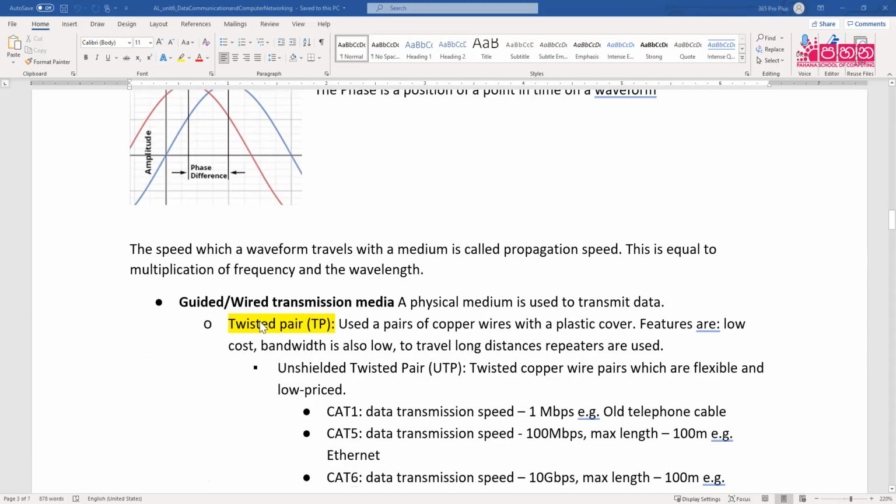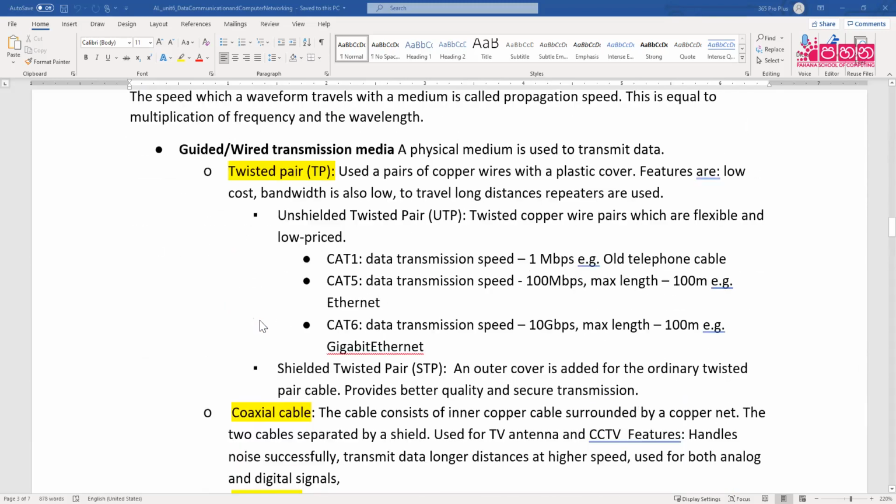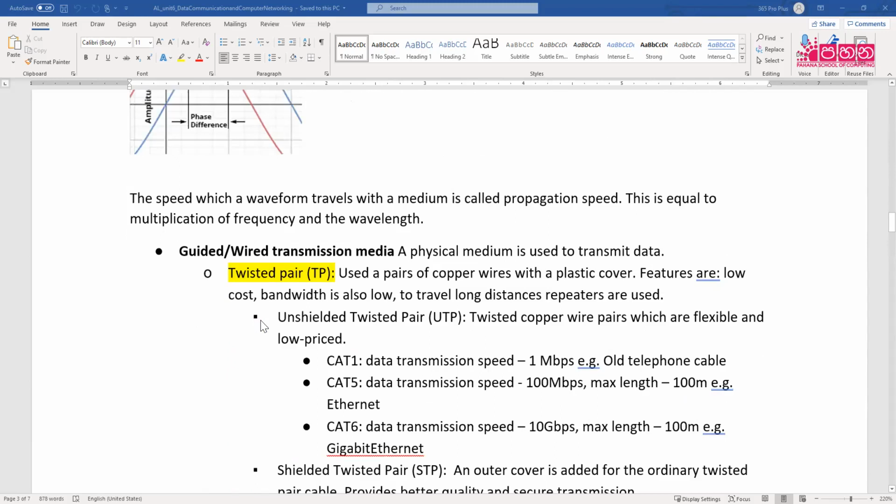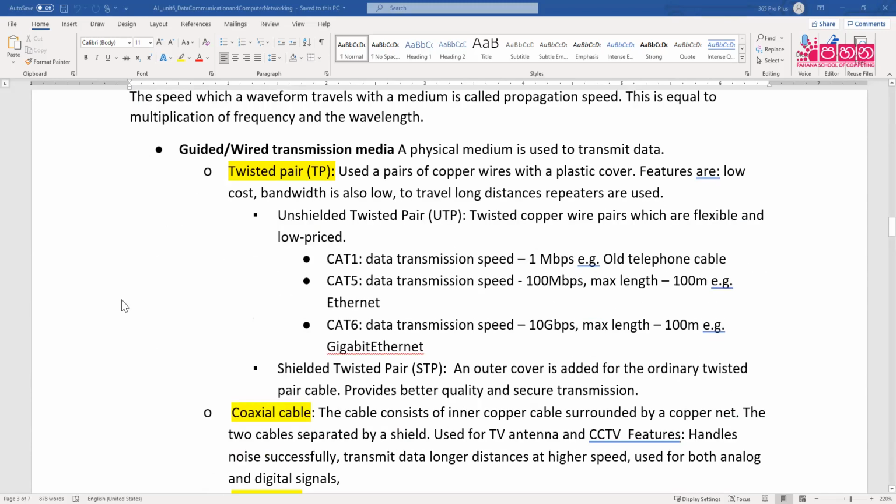Okay. The next thing that we have discussed is what kind of media we can use from sender to destination. If you have already done O levels, you have already learned this. You can use wired media, meaning you have a physical medium to connect sender to receiver. We call it guided or wired transmission media. For that, the popular usage is twisted pair, a pair of copper wires with a plastic cover, used as a wired medium.